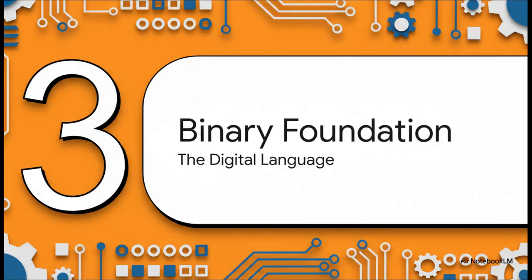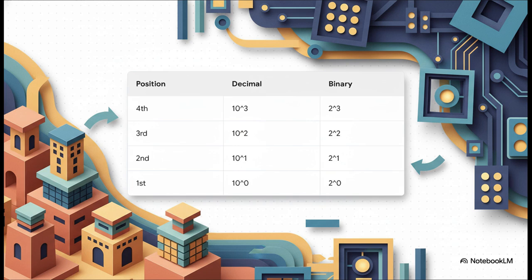Which brings us to Section 3, Binary, the digital foundation. With that basic rule established, let's look closely at base 2, the real foundational language of all modern computing and digital logic. Now this is where it gets really interesting. It turns out the underlying logic for place values is exactly the same, whether you're using human or machine numbers. Think about our familiar base 10.